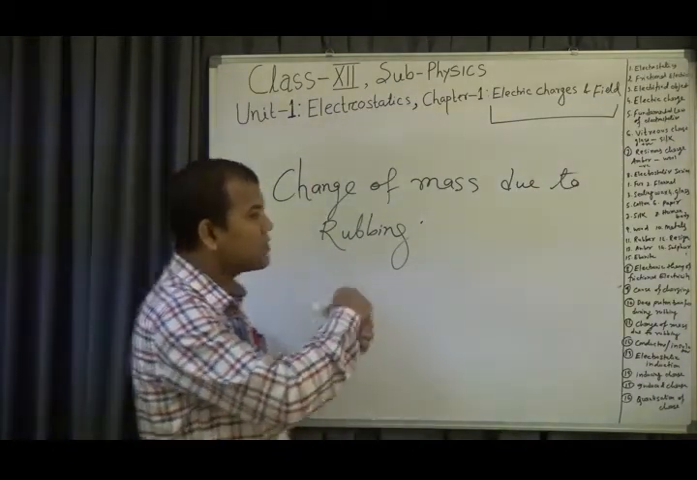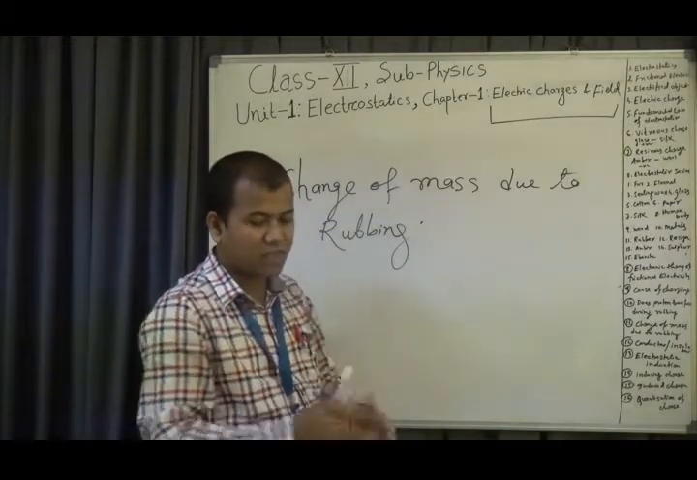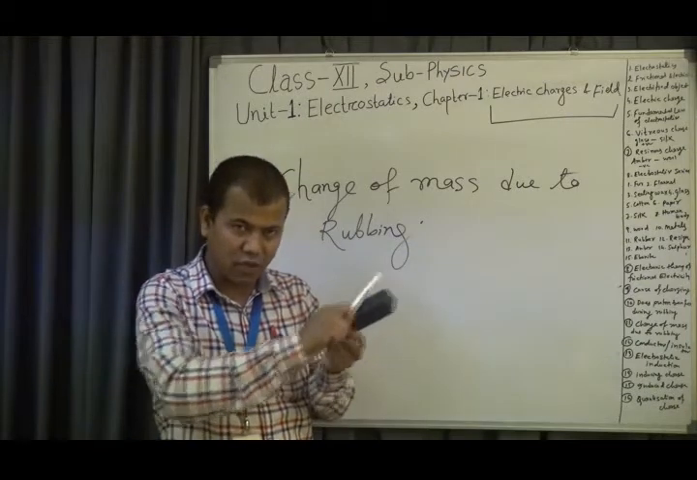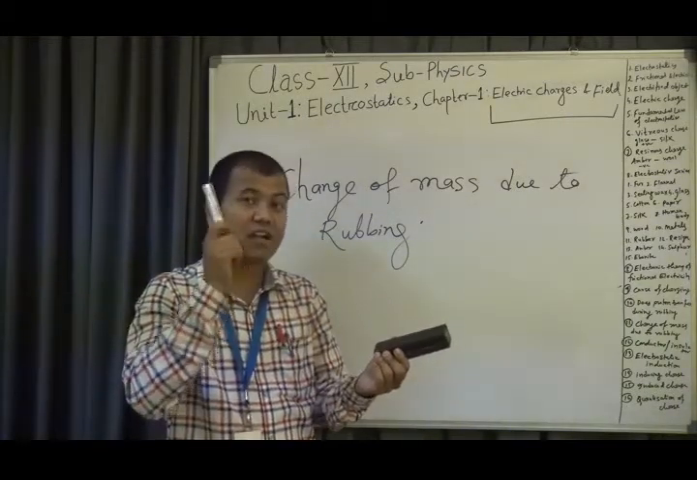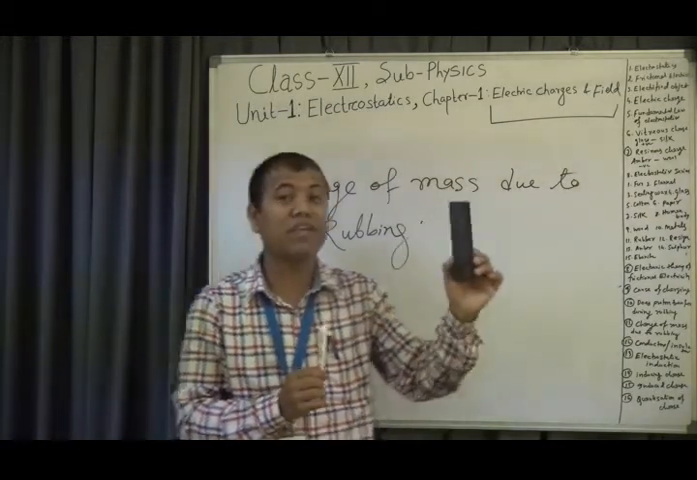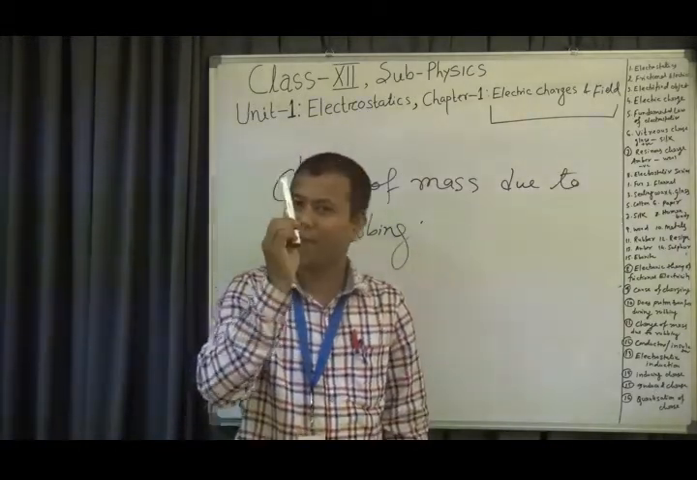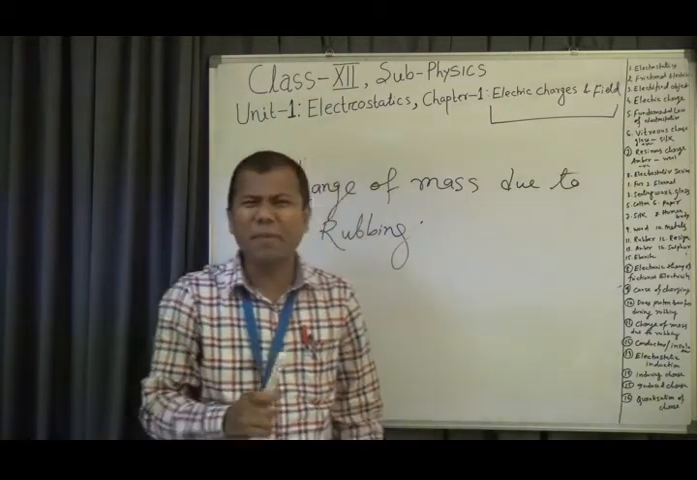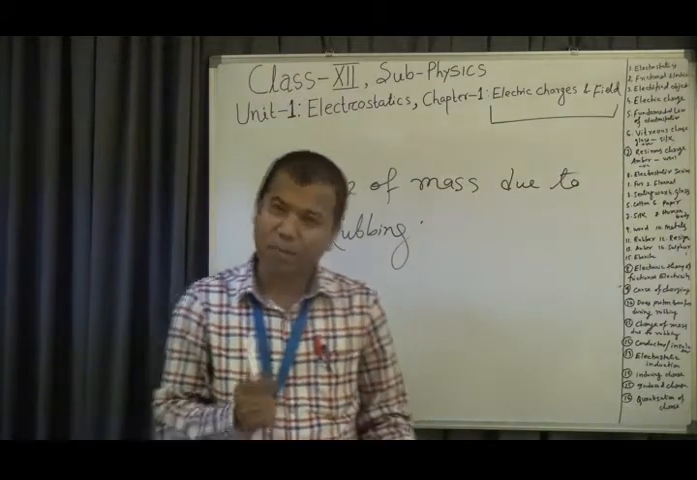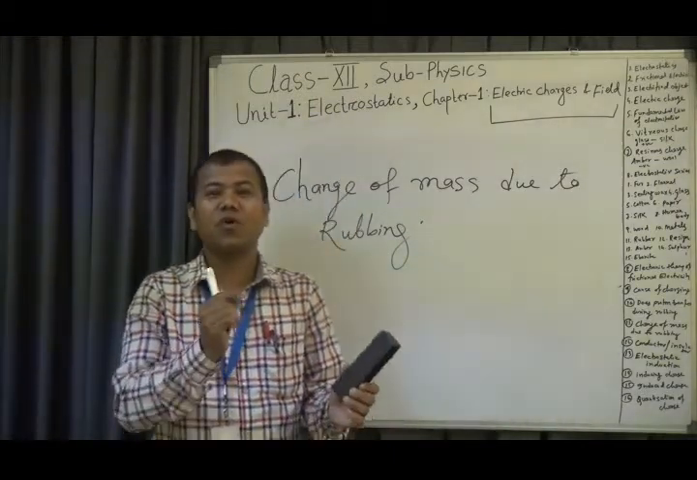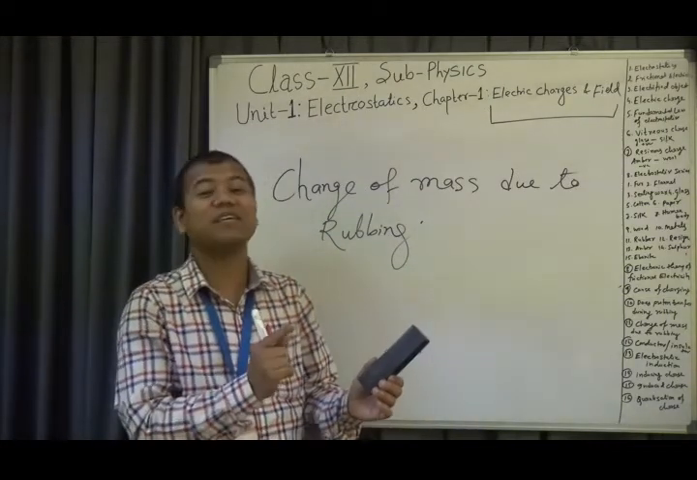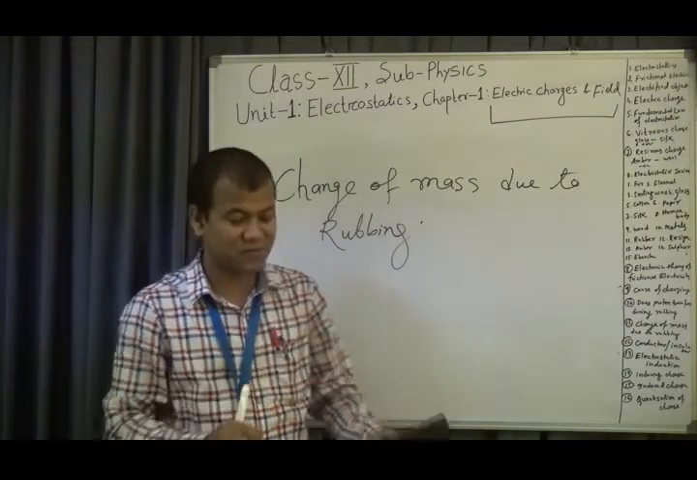So whenever an electron is transferred from one object to another, suppose this is an object and it is another object, you have rubbed this object with that object and electrons are transferred from this pen to this duster. So obviously the mass of the duster will be increased and the mass of the pen will be decreased. Maybe very little mass, about that of the electron, but there is mass, right? So whenever any object is charged by rubbing, obviously mass will change.